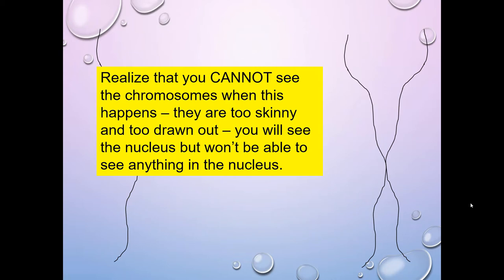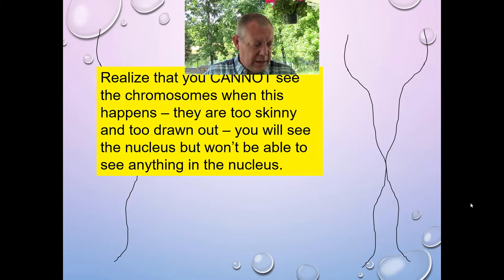Now you can't see this with a microscope when it happens. This is occurring during S phase when they're stretched out. They're too skinny, they're too drawn out. You'll be able to see the nucleus. This is all happening inside the nucleus, but you won't be able to see specific chromosomes like you can later in mitosis. I also want to make sure that you know all these different terms and all this vocabulary, because these are all important terms, and they'll come up again and again.